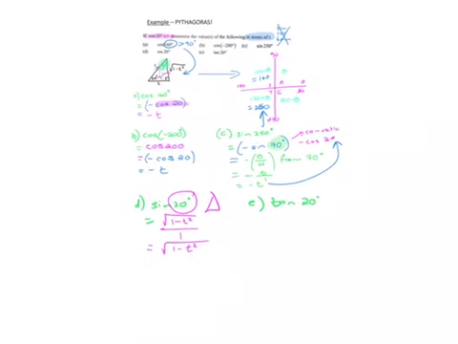Tan 20 means from 20 degrees, you're going to be going opposite over adjacent. Opposite from 20 is the square root of 1 minus t squared, and your adjacent is t. And that's your final answer.